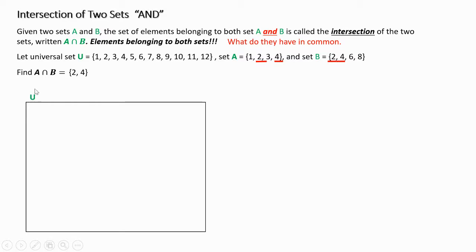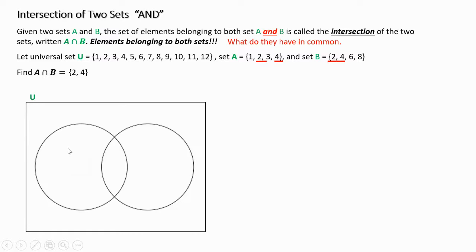This is U, which stands for the universal set. Everything is included inside the box. There's my set. This will be my set A. This will be my set B.